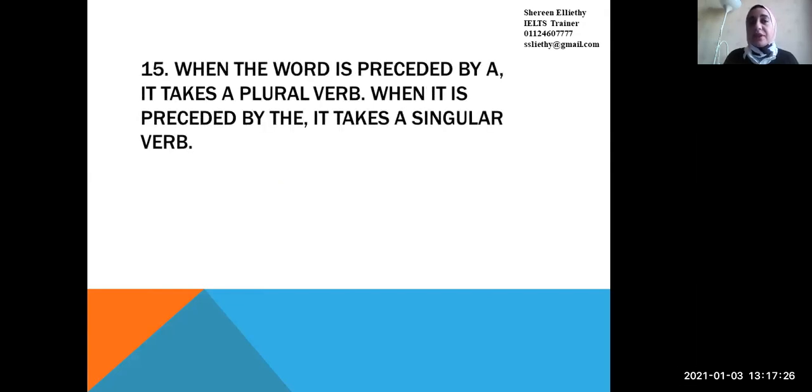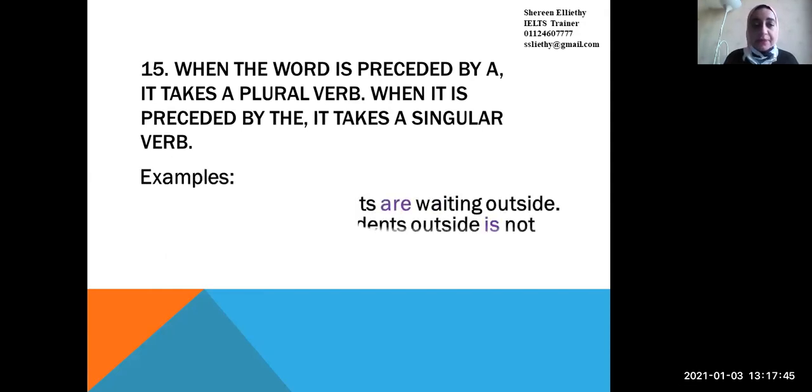Rule number 15, when the word is preceded by a, it takes a plural verb. What is the meaning of preceded by? That means it has the article a before it. It's coming before it. So when you have a before the word, it will take a plural verb. When it is preceded by the, it takes a singular verb.